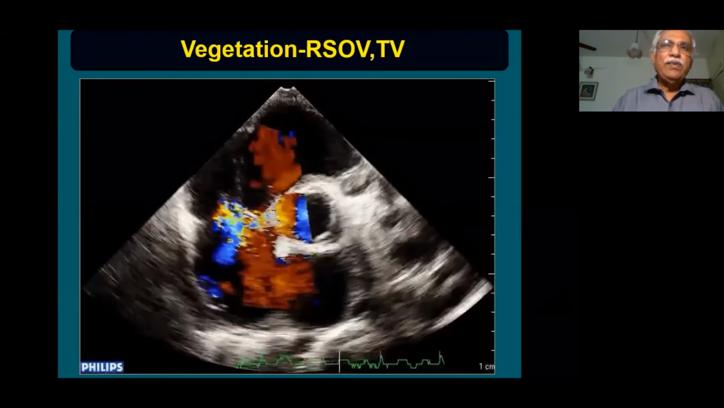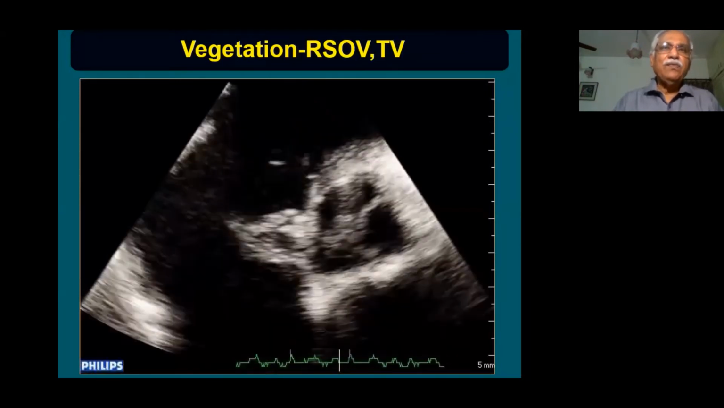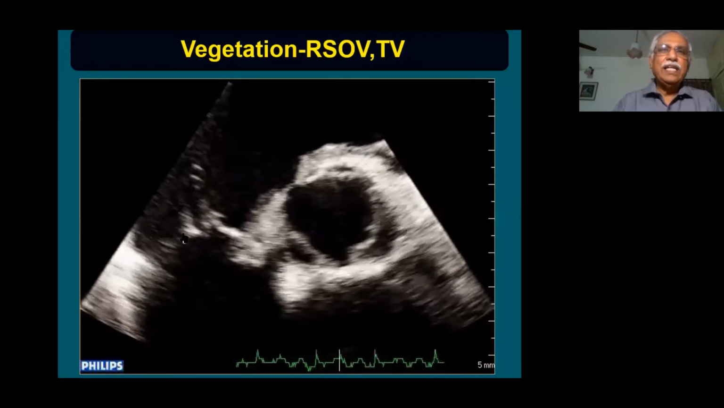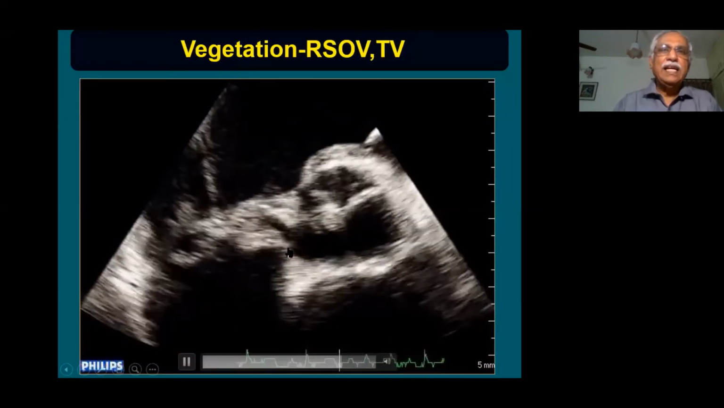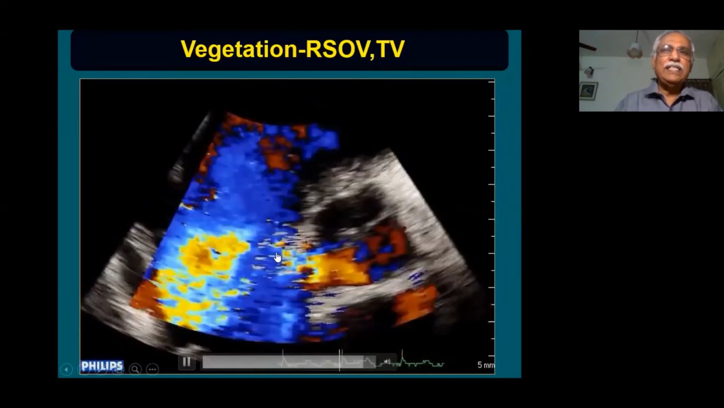So this is a patient with aortic valve vegetation, vegetations over the ruptured aneurysm of sinus of Valsalva, and vegetation over the tricuspid valve also. You can clearly see the windsock-like appearance of the ruptured aneurysm of sinus of Valsalva. Only thing is the windsock is not empty. It is filled with dense vegetations.